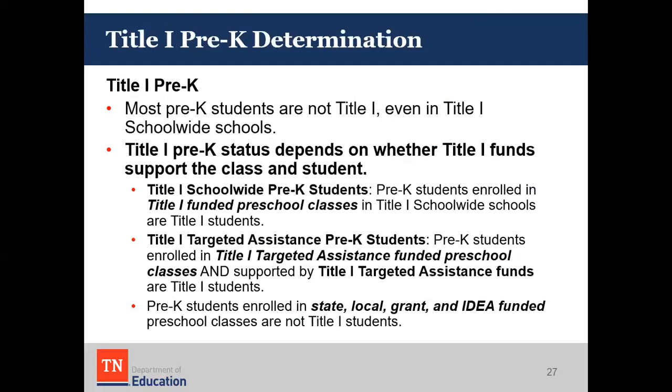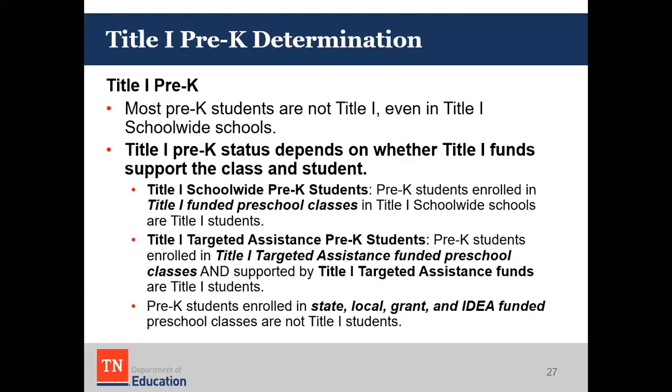Title I school-wide pre-K students are pre-K students enrolled in Title I funded pre-K classes in Title I school-wide schools. So, for example, a Title I school-wide school might have 3 pre-K classes, but only one of those classes is funded by Title I, and it enrolls 20 students. Then all 20 students in that class are Title I and are coded with the Title I-T student classification.